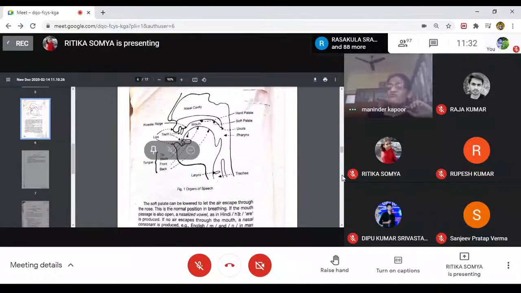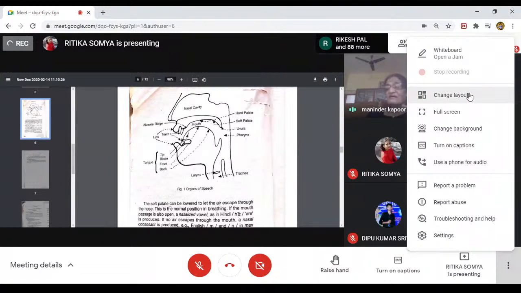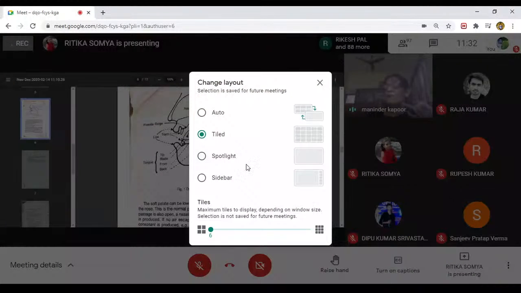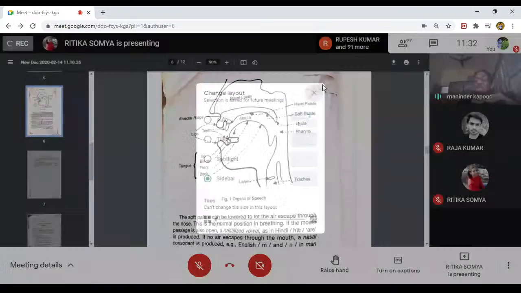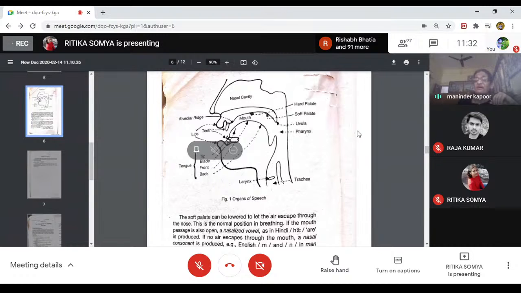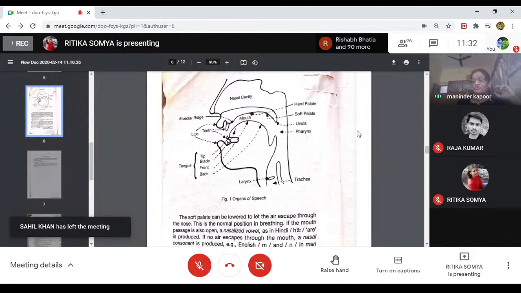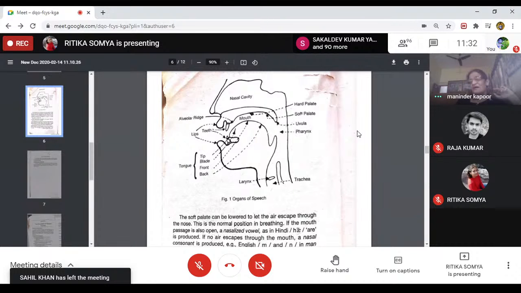But so far as the manner of articulation is concerned, g is actually a plosive sound, but ng is a nasal sound because there is no complete closure. When you say ng, the air is escaping through the nose. So m, n, and ng are nasal sounds.